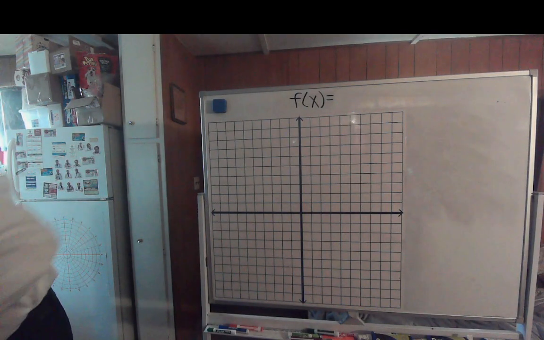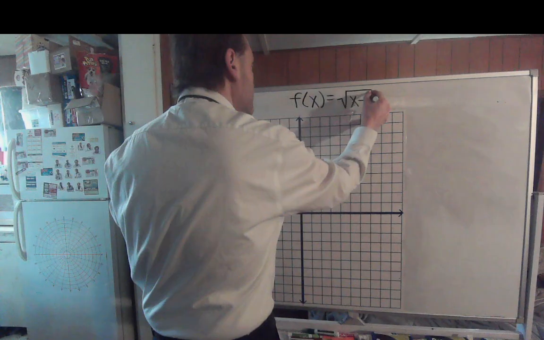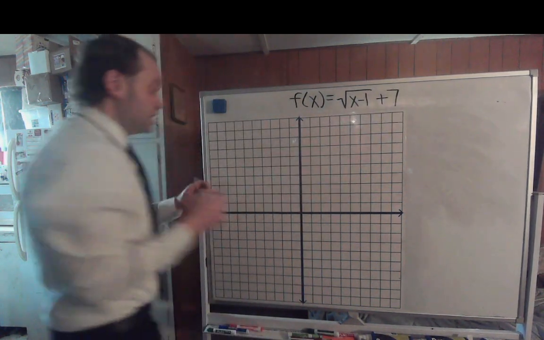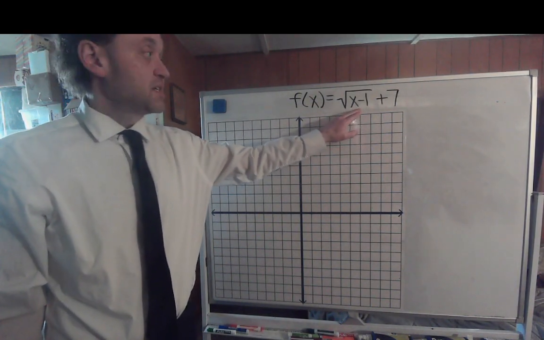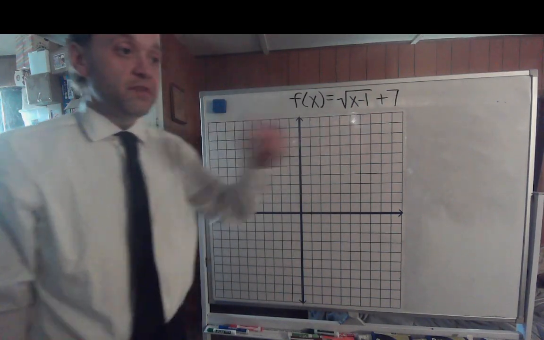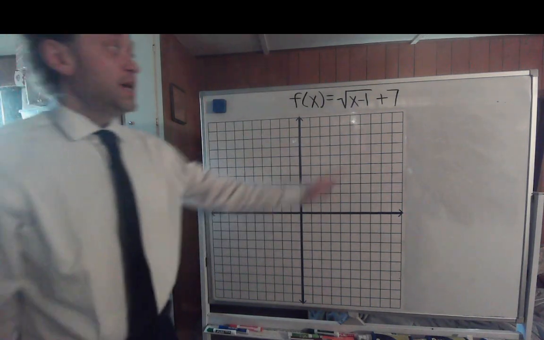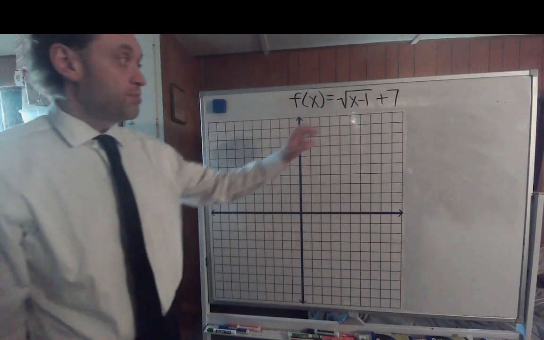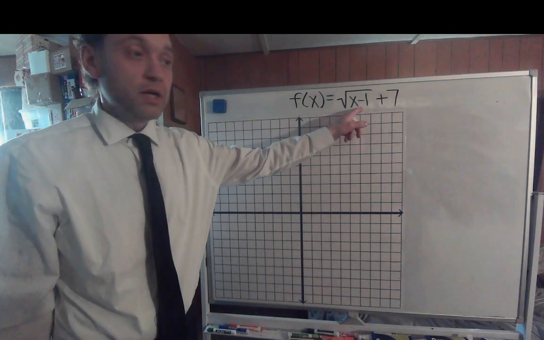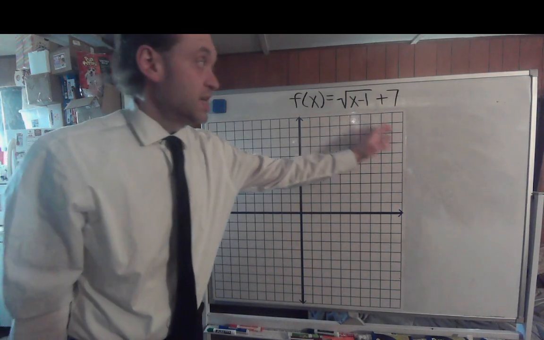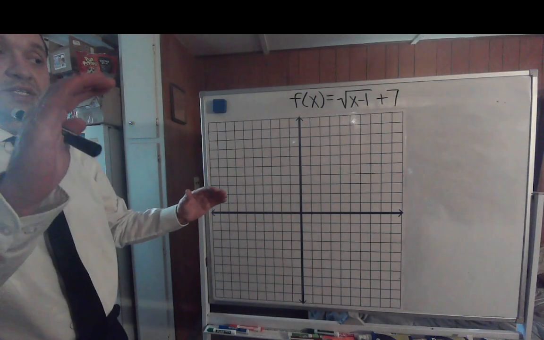Got 3 more. Now what if I did this? Square root of x minus 1 plus 7. So inside of the square root, I have f of x equals the square root of x minus 1, that whole quantity, plus 7. So this time I have both a horizontal and vertical shift. I'm shifting the starting point to the right 1 unit, right? Set x minus 1 equal to 0, x would equal 1. And then I'm also going to shift it upward 7 units. So it's shifting to the right 1 and upward 7 units.